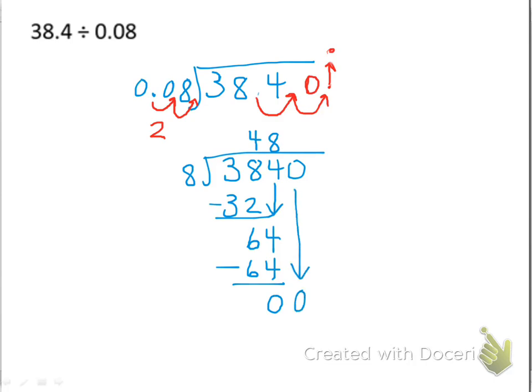How many times can 8 go into 0? 0 times. 0 times 8 is 0. So we subtract and get the answer of 0. So our quotient, or our answer, is 480. That means that 38 and 4/10 divided by 8/100 is 480. We're going to do another example now.